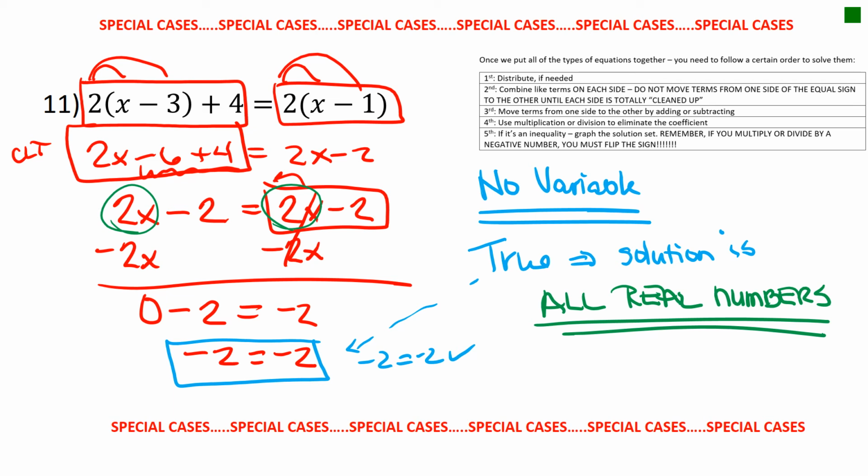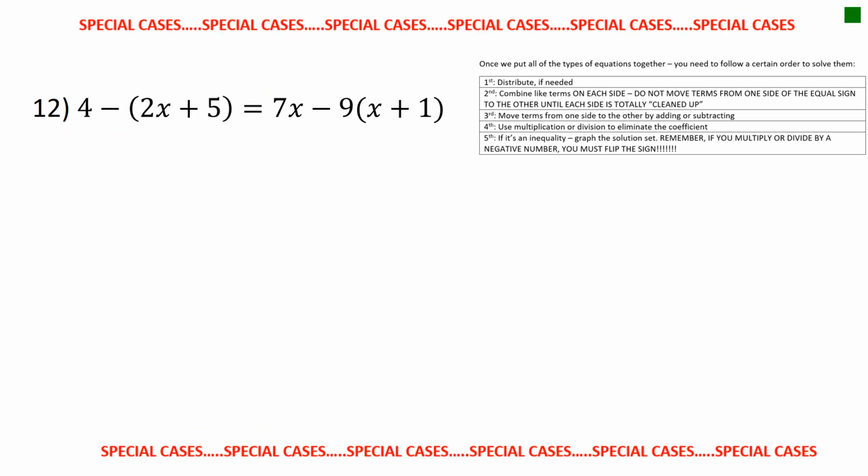So when there's no variable left and the solution is true that they give you, then your solution is all real numbers. Ask your teacher, can you put A or I don't like that. I'm not going to do that. I'm going to do this. This is the symbol mathematically for all real numbers. So that's a good one.